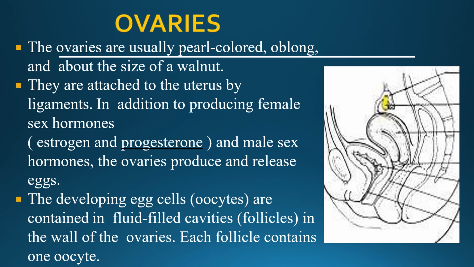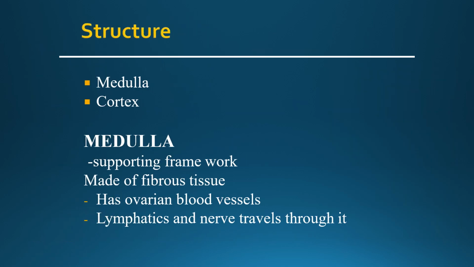The developing egg cells, oocytes, are contained in fluid-filled cavities or follicles in the wall of the ovaries. Each follicle contains one oocyte. So the structure of the ovary: it has a medulla and cortex. The medulla is a supporting framework made of fibrous tissue, and it has ovarian blood vessels, lymphatics and nerves traveling through it.